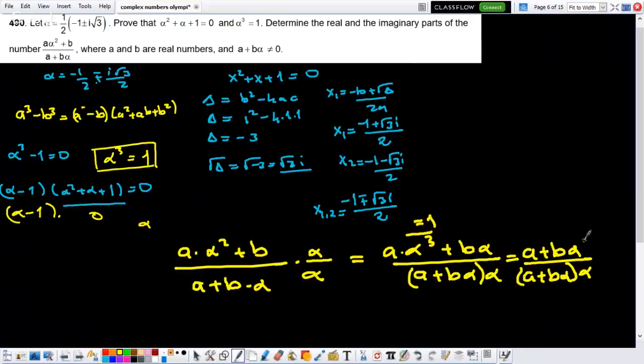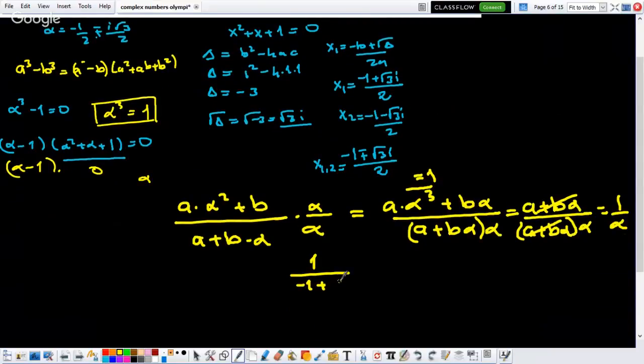And this term is not equal to 0. A plus b alpha is not equal to 0, so you may simplify that one, and the answer is equal to 1 over alpha. So this expression is equal to 1 over alpha, where alpha is minus 1 minus root 3i all over 2, going to be 1 over that.